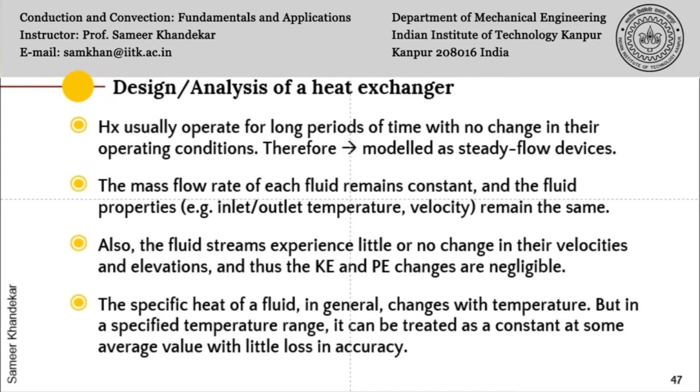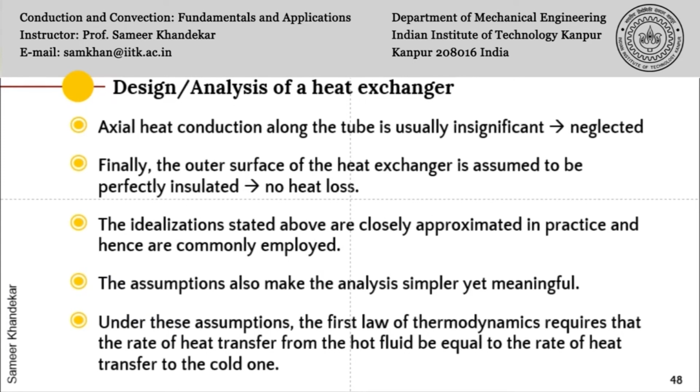So some more assumptions are given in slide number 48. One of them is that the axial heat conduction along the tube is usually insignificant. We will neglect it. And the outer surface of the heat exchanger is usually assumed to be perfectly insulated, so no heat loss. So essentially what is happening is the hot fluid loses its heat to the cold fluid, and whatever energy exchange takes place, it takes place only between these two flowing fluids and not with any other third party or environment. So it is only mutual. What is lost by the hot fluid is supposed to be taken by the cold fluid.